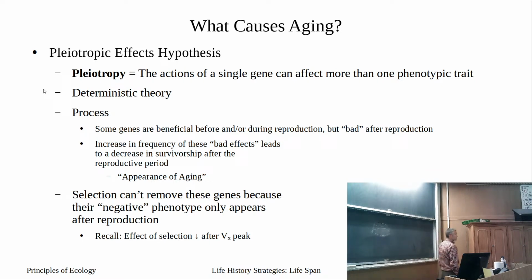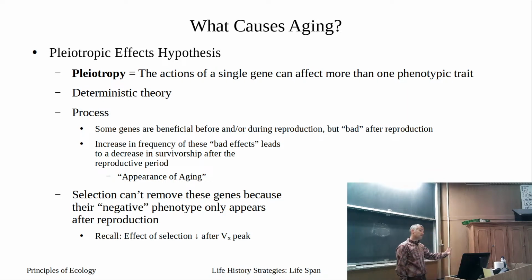The pleiotropic effects hypothesis relies on pleiotropy. Pleiotropy means that a single gene can affect more than one phenotype. That's our pleiotropy. I think if you've taken genetics, I'm sure you've encountered this term. I don't think that's a term that's introduced in the Bio 1 and 2 courses. But I know genetics talks about it, so if you're in genetics, you may have already talked about it earlier this year.